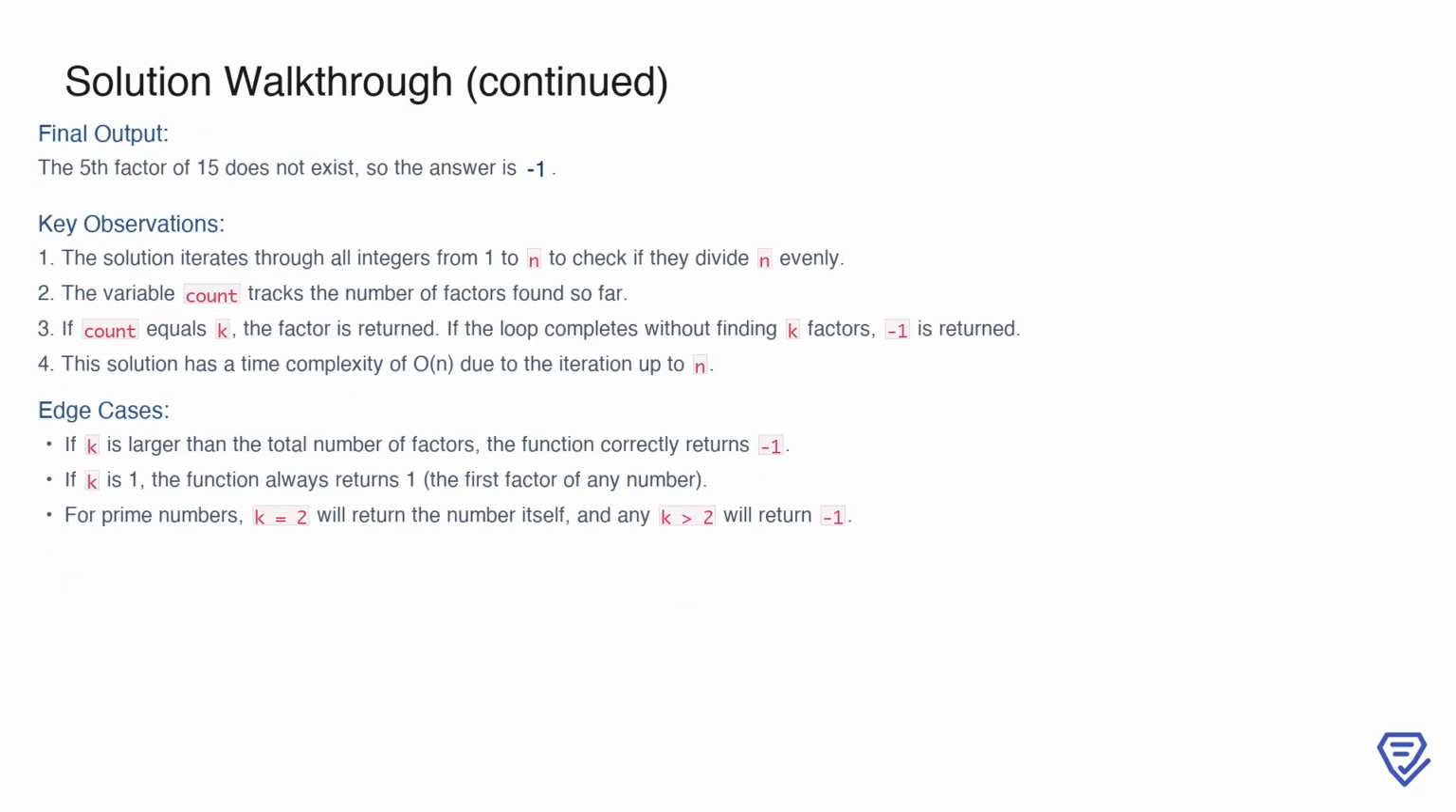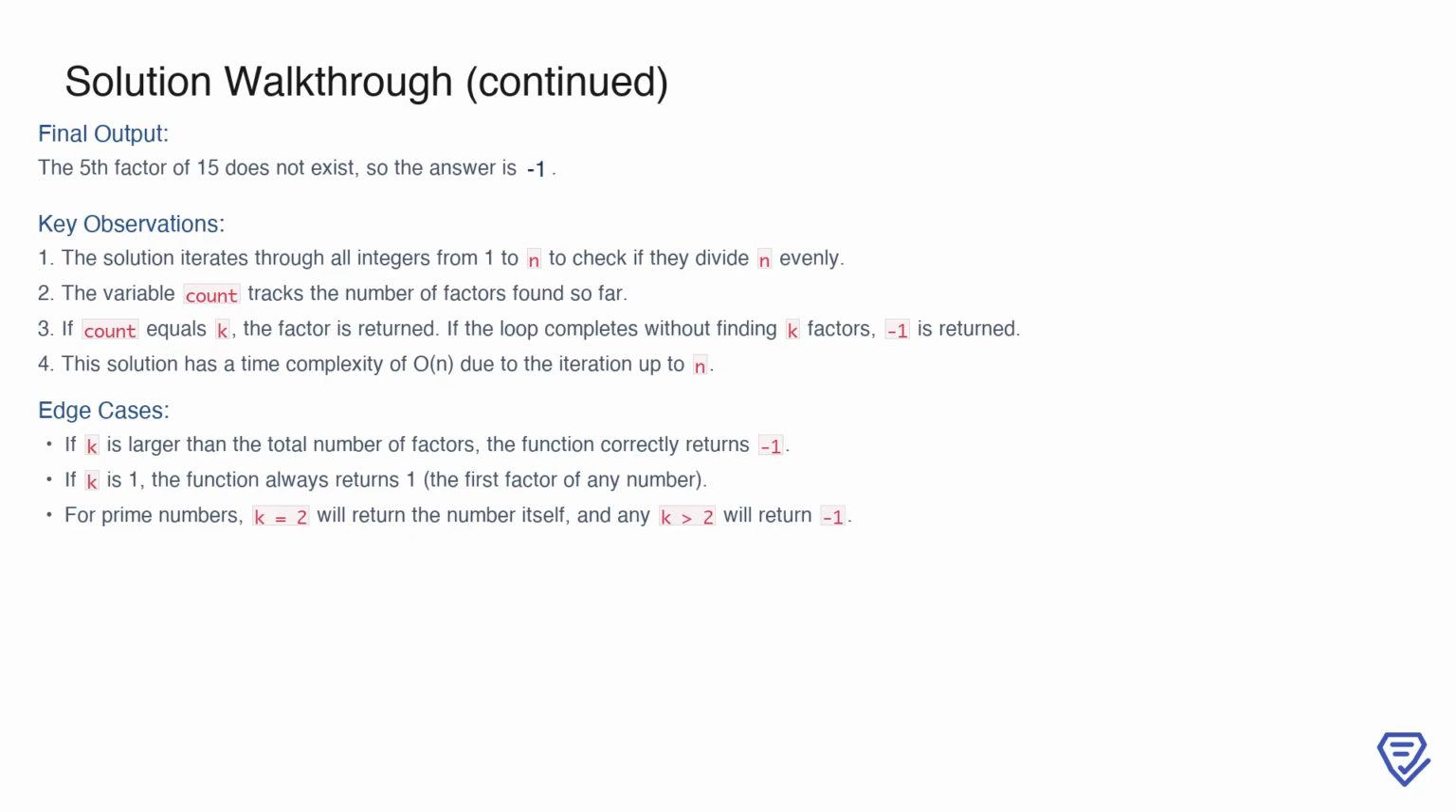The final output for the previous example confirms that the fifth factor of 15 does not exist, so the answer is -1. Now, let's summarize the key observations from the solution. This approach works by iterating from 1 to n and checking if each number divides n evenly. The variable count keeps track of the number of factors found, and as soon as count matches k, we return the current factor. If the loop ends without finding k factors, we return -1.